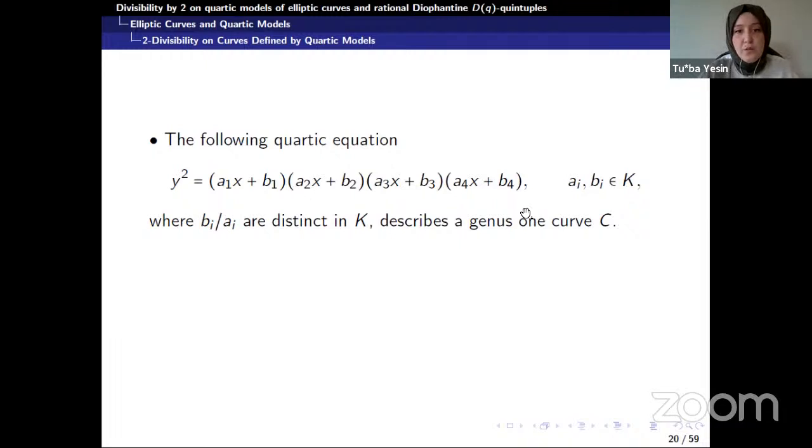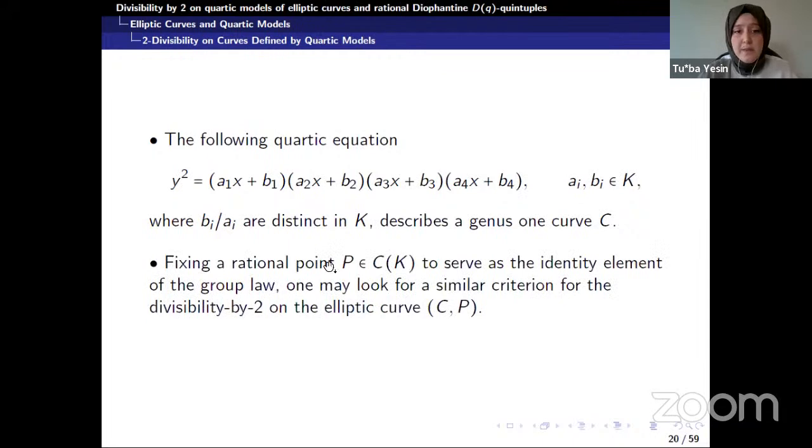And we can easily find one rational point here, which is minus b1 over a1 and 0. So this describes a genus 1 curve. Let's say this is C. By fixing a rational point P, we can serve P as the identity element of our group law. We can find a similar criterion for the divisibility by 2 on an elliptic curve. Okay, our curve C and identity point is P.